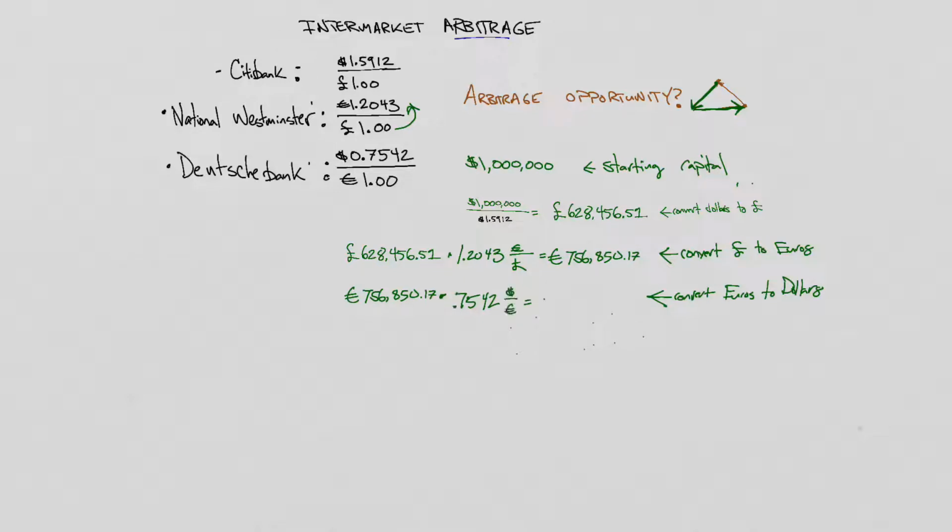And that number is equal to 570,816. And so in this case, I don't have an arbitrage. I started out at $1 million and I ended up round trip at 570,000. But this doesn't mean that there's no arbitrage opportunity here.